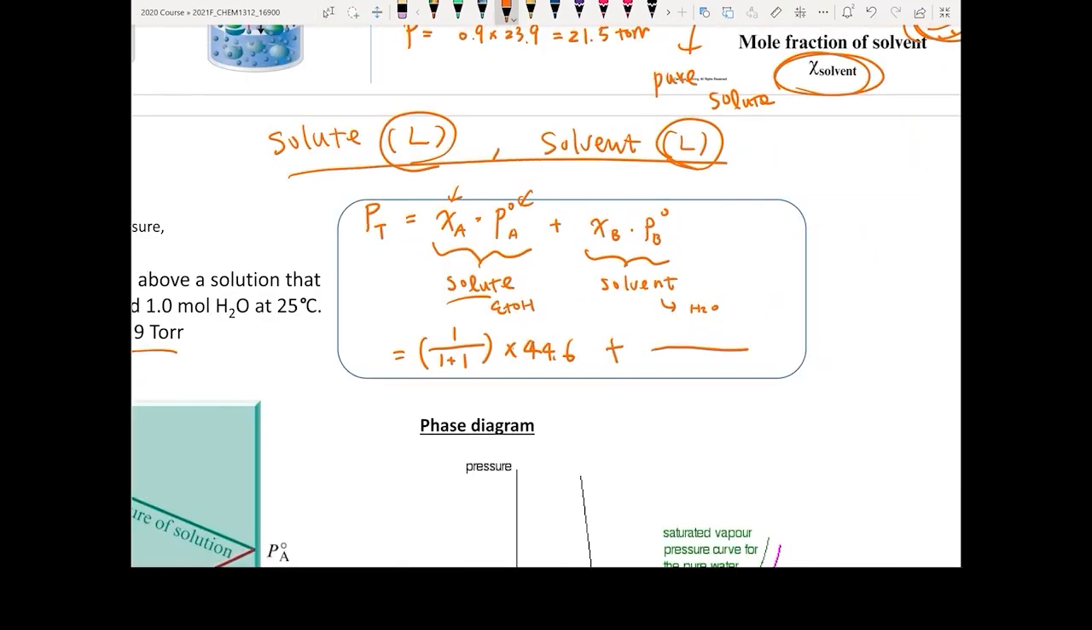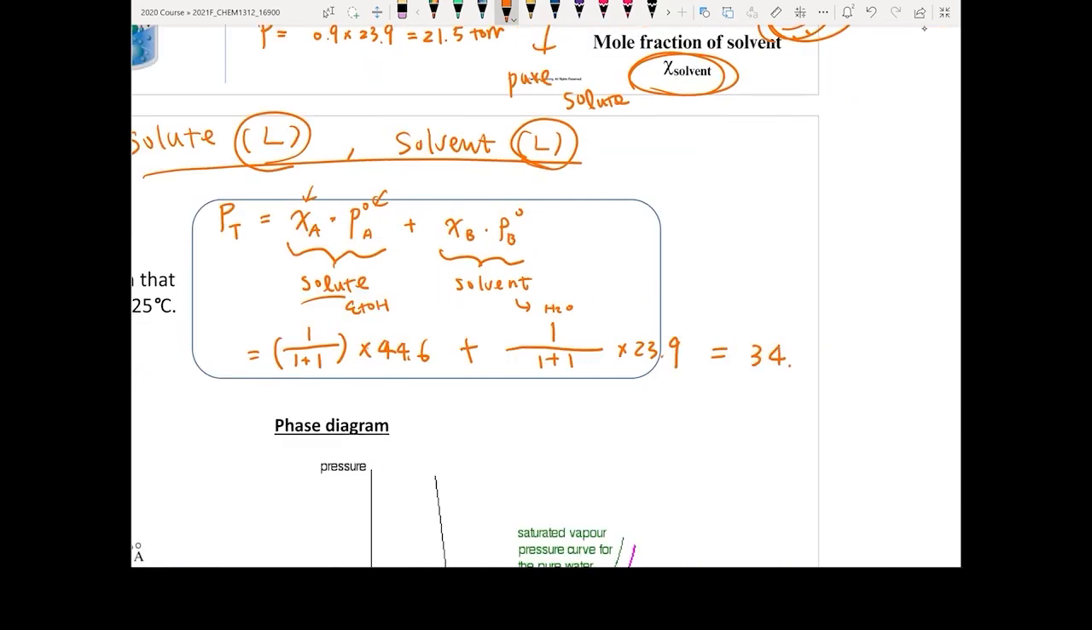Second term is the number of moles of water, which is 1. Total number of moles is actually 1 plus 1. Then you multiply 23.9. You're going to get a vapor pressure of 34.24.